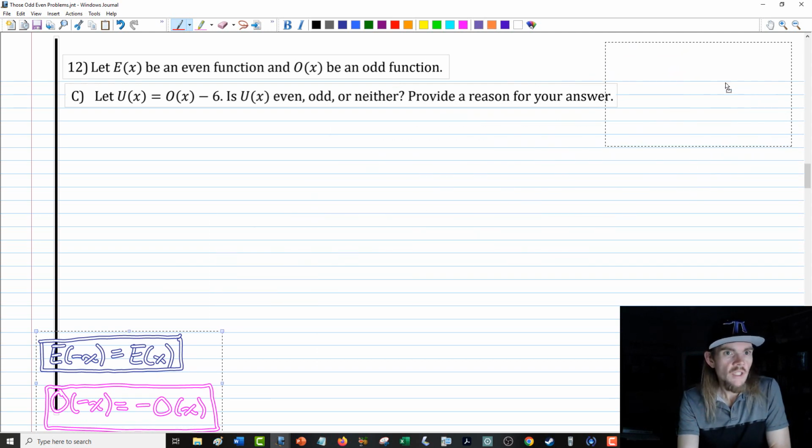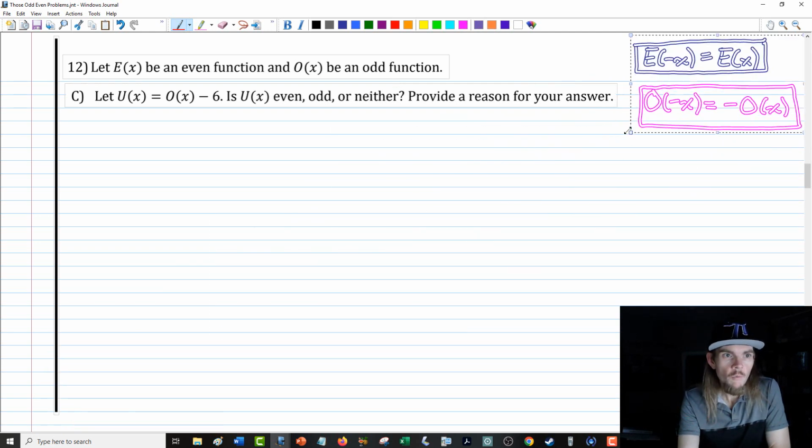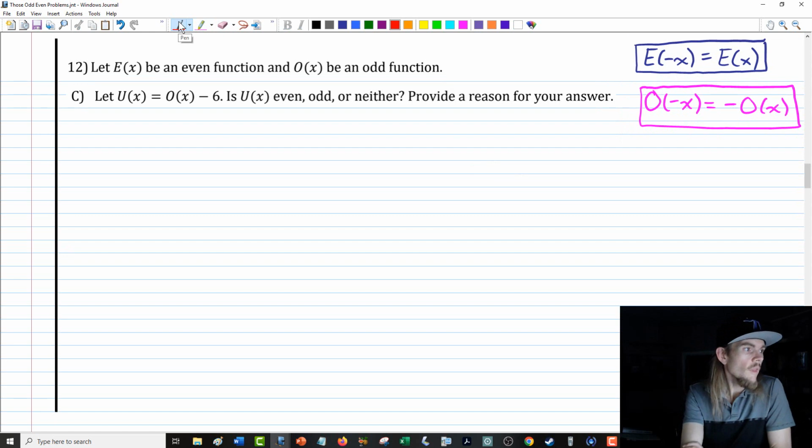So our final one, we're going to do C. The final one I'm going to help you with. You'll still have a few more to do to play with and get to test out. So u of x is O of x minus 6. Is u of x even, odd, or neither? I think this is a good one to wrap up on.